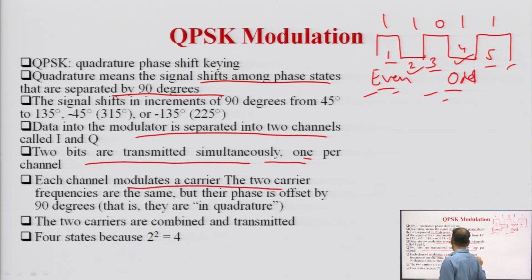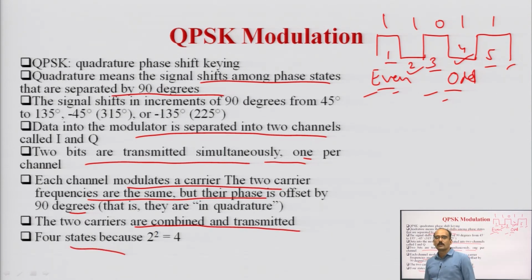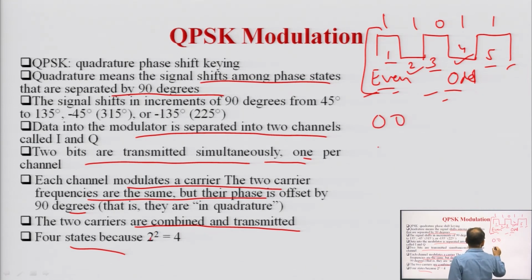Each channel modulates a carrier; the two carrier frequencies are the same, but their phase is offset by 90 degrees. So, the two carriers are combined and transmitted, and there are 4 states because you are combining 2 bits at a time. Because you are dividing into two streams, you have a combination of 2 to the power 2, meaning 00, 01, 10 and 11.